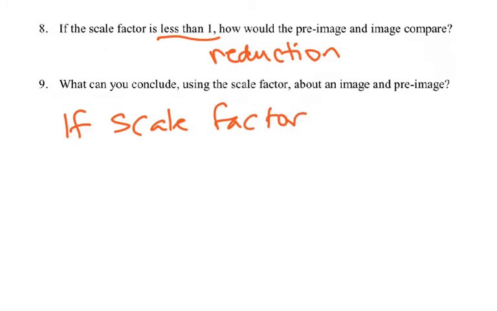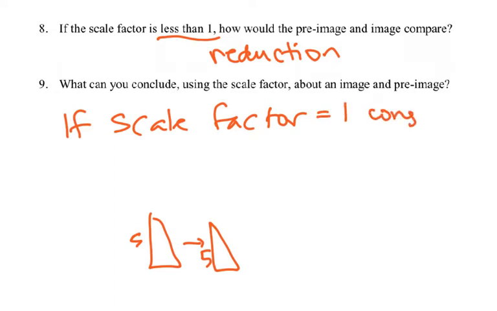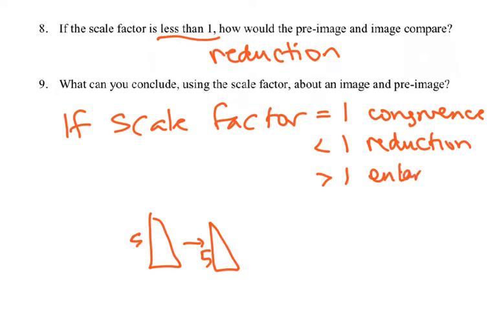So what would it be if it was a congruence? If we're going to go to a shape and a congruent shape, what would the scale factor be? If this was 5 and this was 5, that would be 1 to 1, or 1. So if the scale factor is equal to 1, then that's congruence. If it's smaller than 1, so if it's 1/2, that's going to be a reduction. And if it's greater than 1, it's going to be an enlargement. And so that's what we can tell just by looking at the scale factor.